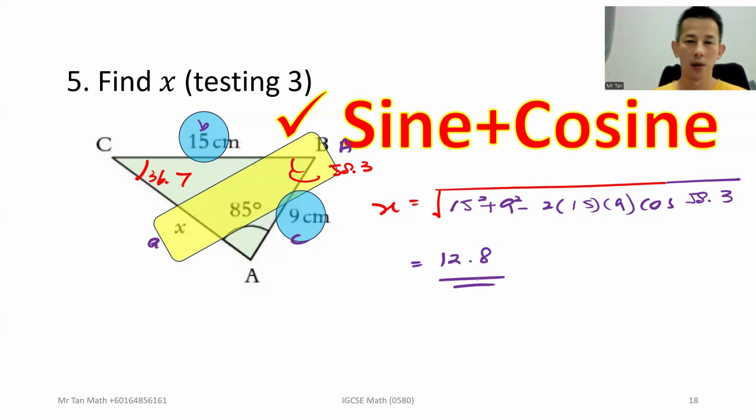So either you use only sine, or you can combine sine and cosine, or you can use the cosine rule. If you want to use the cosine rule, then you need to know how to solve a quadratic equation.